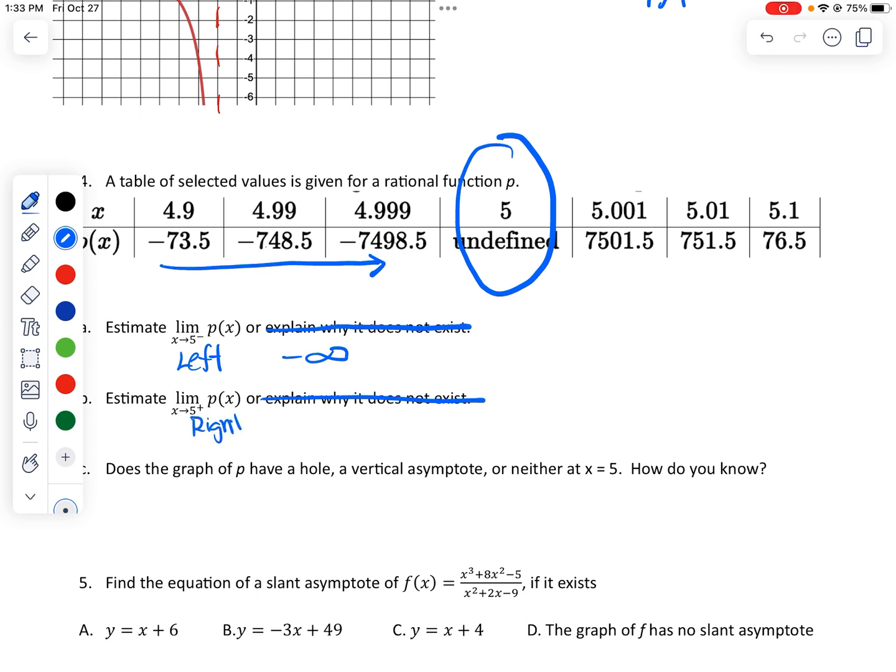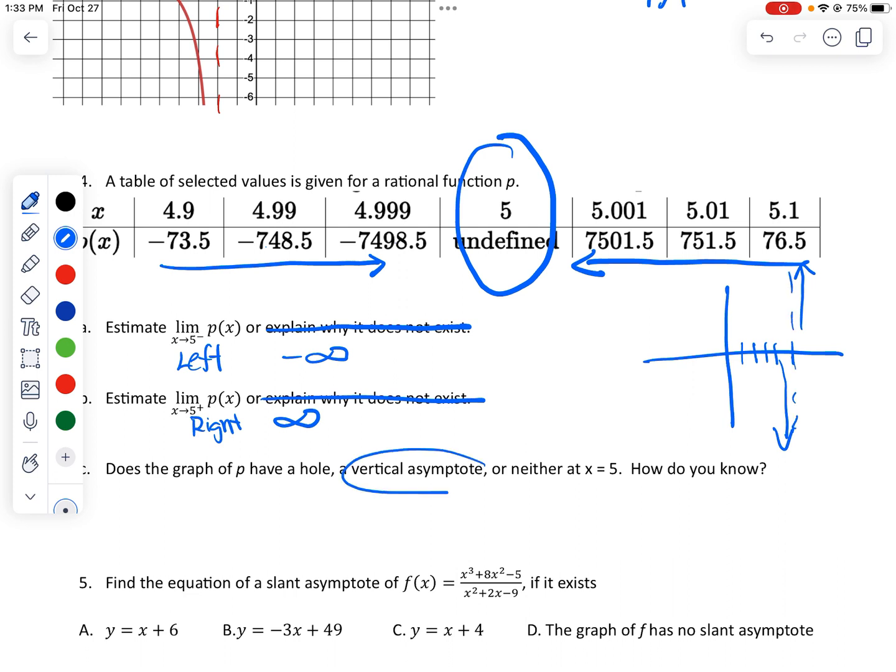Now the other one says as I go to the right-hand side. So as I go to 5, 5.1, 5.01, as I get closer, those numbers are getting bigger, so it's going to positive infinity. So does it have a hole or vertical asymptote? Well, I know something happens at 5. And as it goes to 5 from the left, the graph shoots down. As it goes from the right, the graph is shooting up. Well, that means there has to be a vertical asymptote, because one gets bigger and one gets smaller. And you could explain that in your own words.